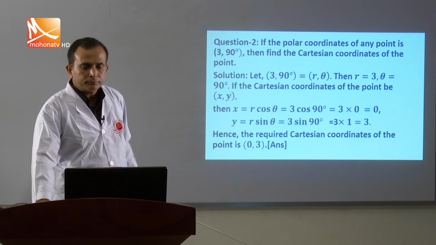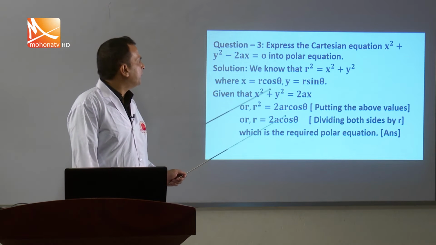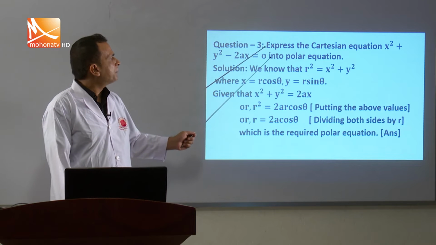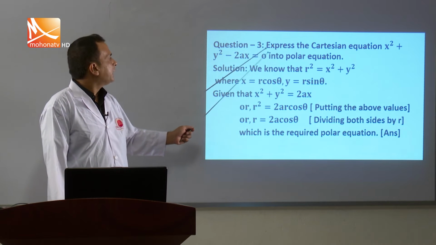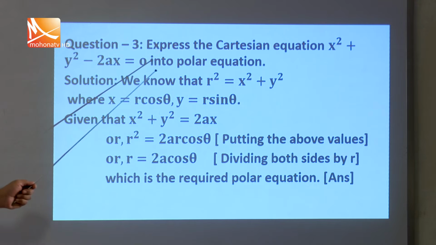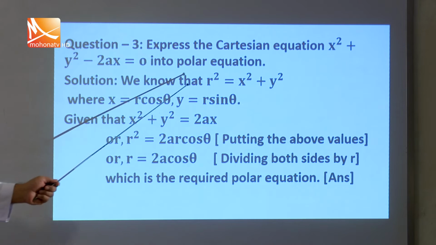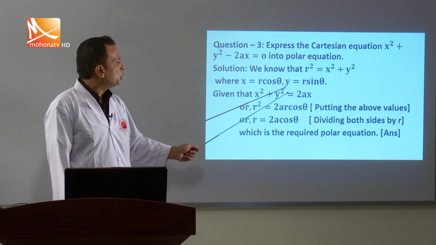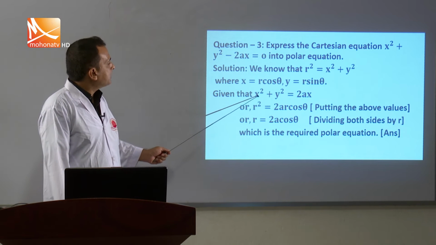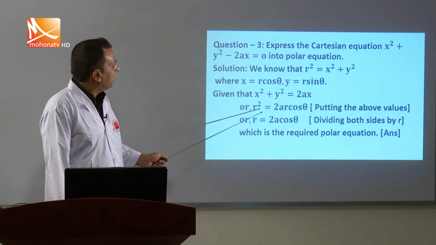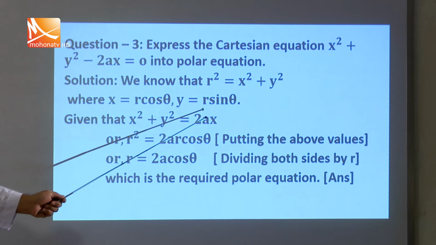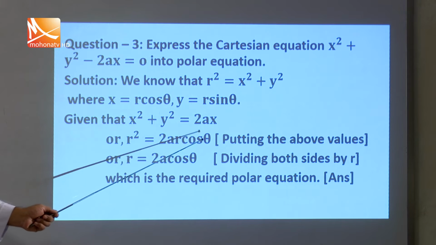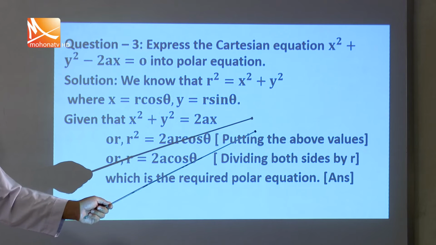Next one. Now we are going to see another mathematical problem, question 3. Express the Cartesian equation x square plus y square minus 2ax equals 0 into a polar equation. You just see that. We know, we have already learned, r square is equal to x square plus y square, where x is equal to r cos theta and y is equal to r sin theta. Given that x square plus y square is equal to 2ax, that's why we have written x square plus y square, its value is r square, 2a, and x, the value of x is r cos theta. Okay, that's why we have written within the third bracket, putting the above values.